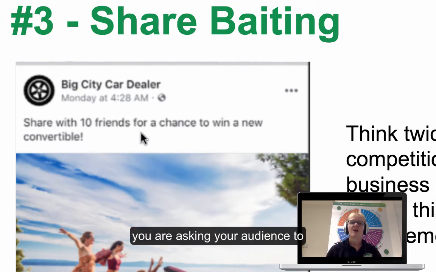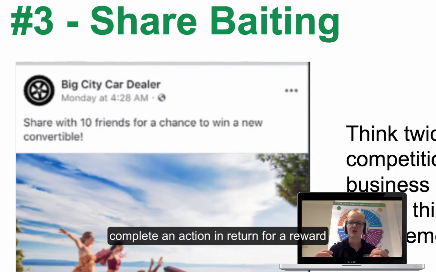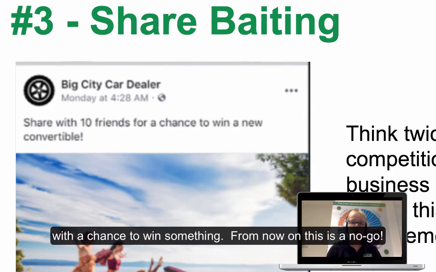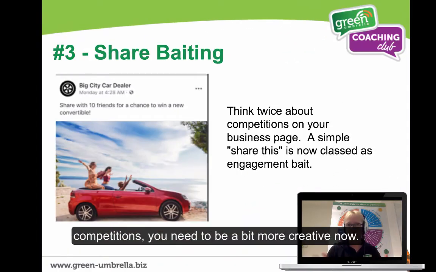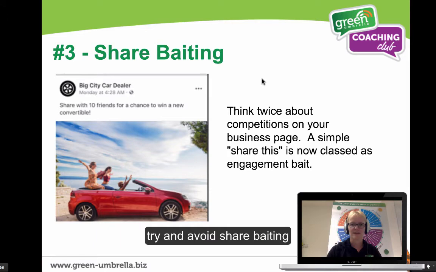In other words, you are asking your audience to complete some sort of action, and they will get some sort of reward for it, i.e. they'll be entered into a competition with a chance to win something. From now on, that is a bit of a no-go. So, competitions, you have to be a little bit more creative now if you want to do some more share baiting, or try and avoid share baiting.